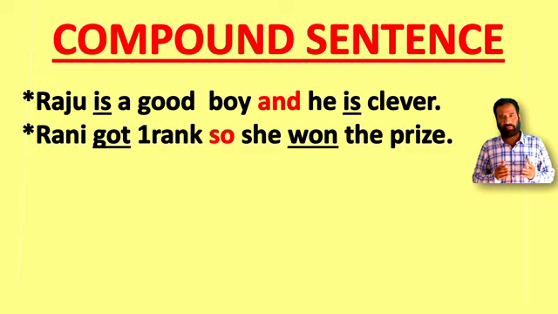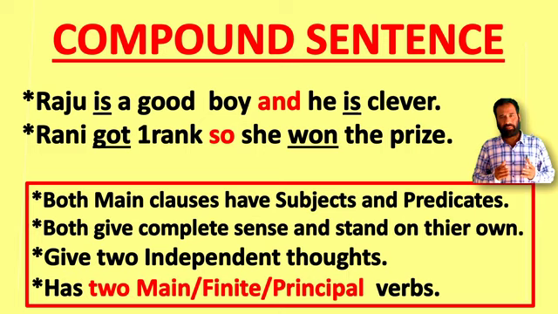Both clauses are joined with the coordinating conjunction and. Without the coordinating conjunction and, each clause can stand by itself as a separate sentence. So, a sentence having two or more main clauses is called compound sentence. In the same way, the second sentence, Rani got first rank, so she won the prize, has two main clauses. They are combined with the coordinating conjunction so, and both main clauses give complete sense. So it is a compound sentence.